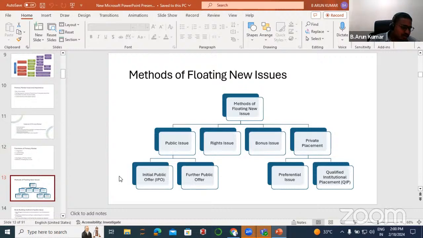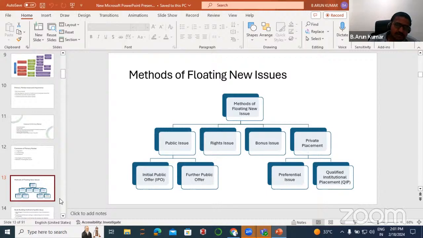This is also a very important question, that is, methods of floating a new issue. In how many ways does a public company issue shares and raise money? The methods of new issue are public issue, rights issue, bonus issue, and private placements. This is also a very important question.